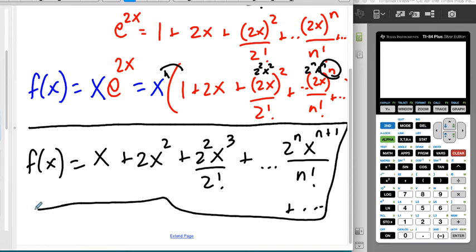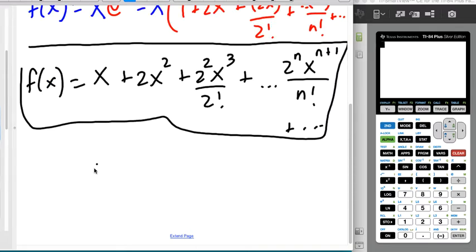But that's kind of the gist. So if you had left it as x plus 2x squared plus, let's say you'd even chosen to simplify.